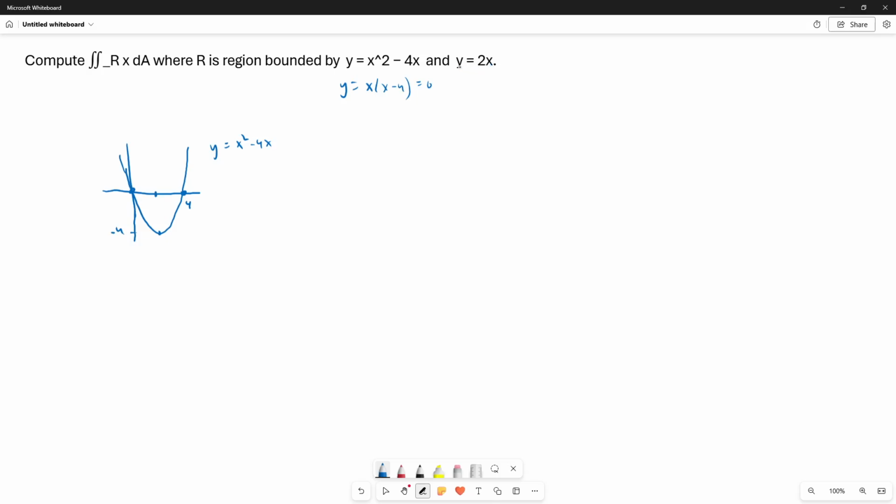And then we have the line y equals 2x, which also goes through the origin, and it's got a slope of 2. And so this is our region here.